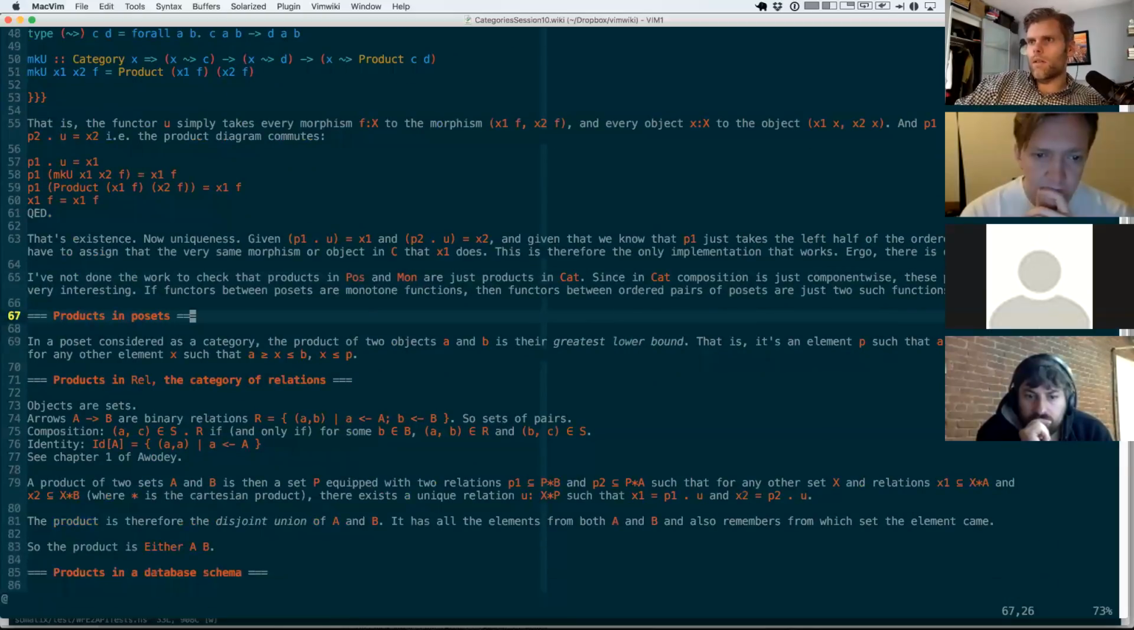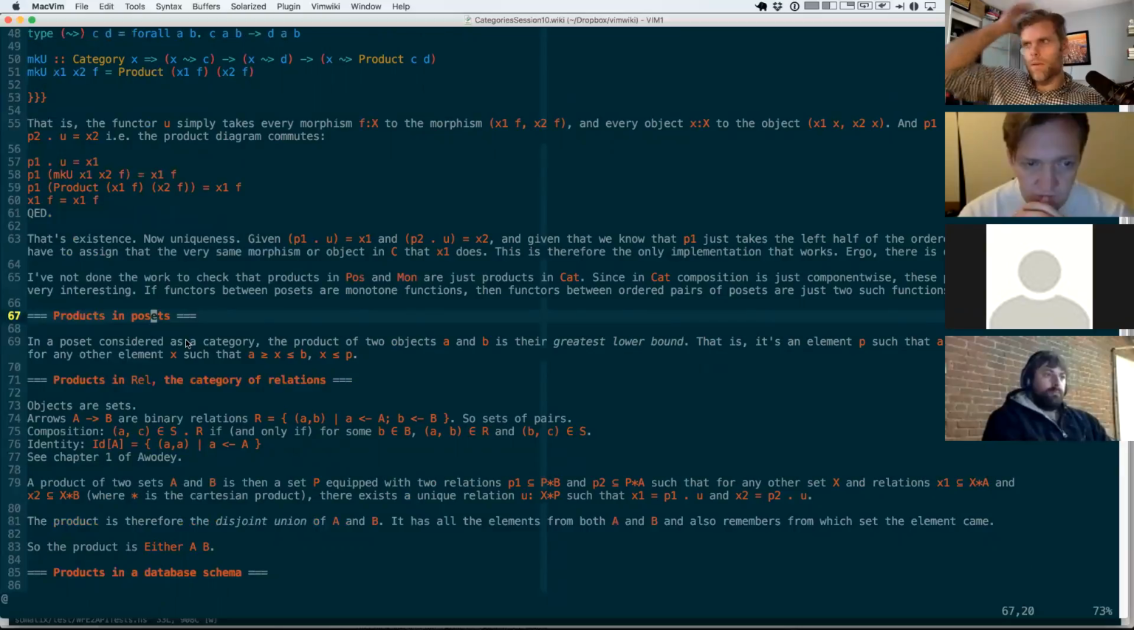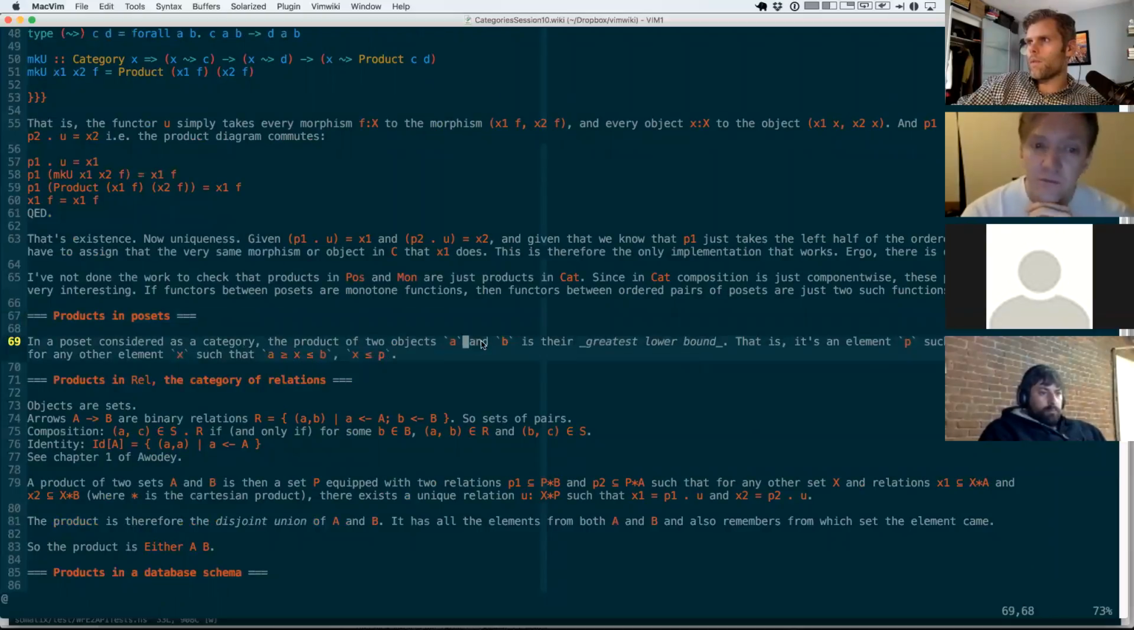More interesting is the product in posets. So if we consider a poset to be a category, remember that a poset forms a category where there's an arrow between two objects A and B if A is less than or equal to B, right? So a poset is just a set with this inequality or comparison relationship. So we can compare two objects. So if A is less than or equal to B, then there is an arrow between A and B.